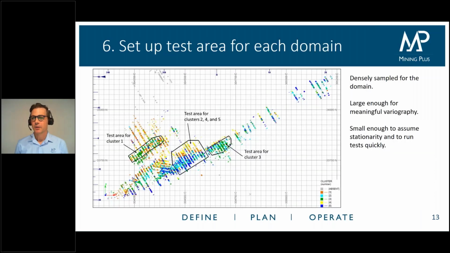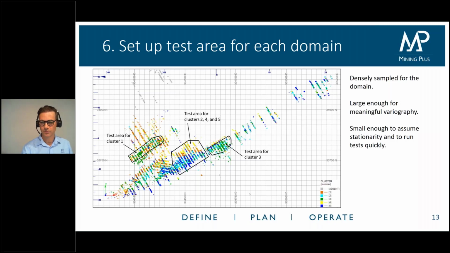Then we set up the test areas for each domain. The idea with the test area is that you work on a subset of the data that is densely sampled for the particular domain that you're interested in. It's large enough to be able to get meaningful variography, and it's small enough to assume stationarity and to run the test quickly. We didn't want to do all of our test work on the whole domain because it would just take too long.